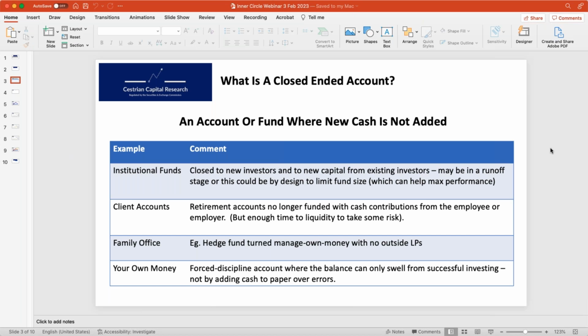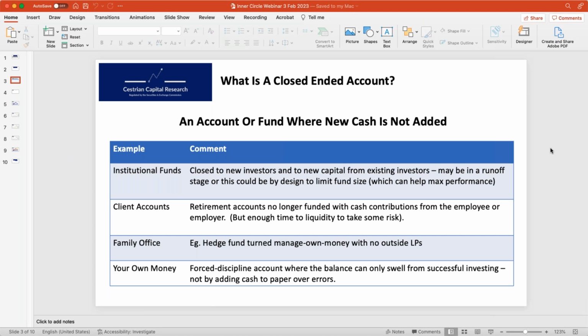So that's institutional funds. Client accounts. For those of you who are registered investment advisors here, many of you will have clients who have retirement accounts that are no longer funded with cash contributions, either from the employer or from themselves, the employee or former employee. But they will not be planning to retire and take cash out of the fund anytime soon. They may just have stopped contributing to it, and their employer may have just stopped contributing to it for many reasons, of course. Maybe they switched jobs and this is a legacy fund. Maybe personal circumstances have changed and they can no longer contribute capital to it, many, many reasons.